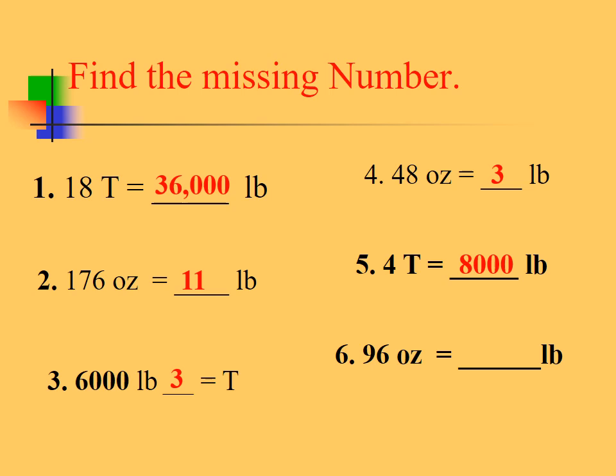So we have pounds and ounces. Which one is smaller? Ounces. Which one is larger? Pounds. So we're going from smaller to larger, which means that we have to divide. How many ounces in a pound? 16. So 16 ounces divided into 96 equals 6.